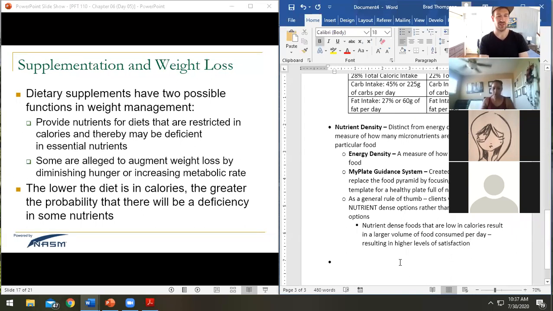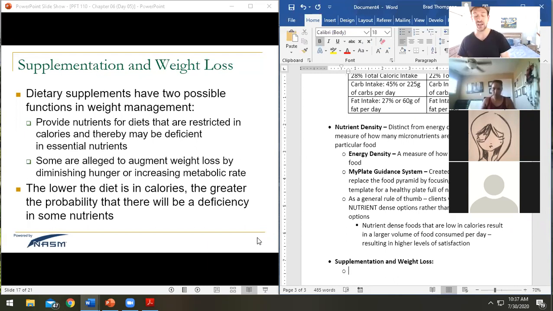So supplementation and weight loss. I'll very briefly talk about supplements here. Dietary supplements have 2 different functions. Number 1, they can provide nutrients in a nutrient restricted program. There is a small argument here. This gets a little uncomfortable for me because this is definitely focusing on government recommendations, and the government loves the supplement industry. It makes a lot of money every year.